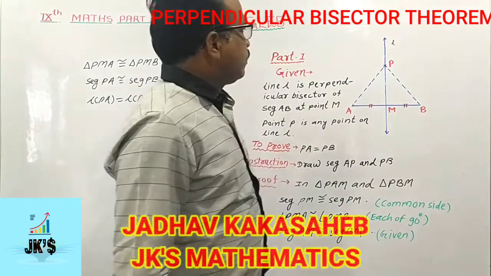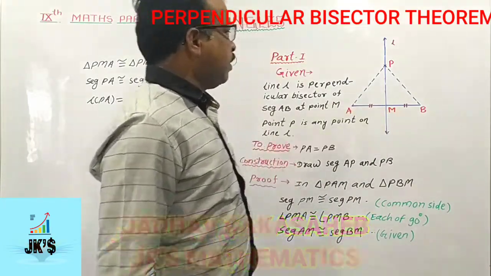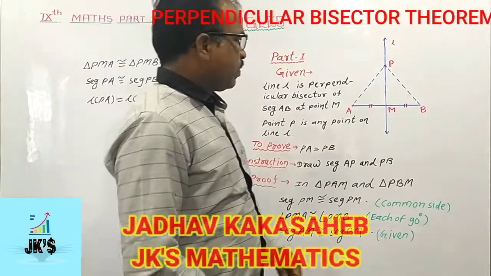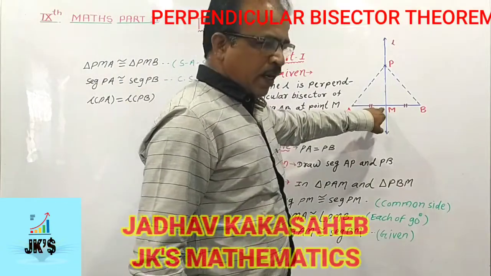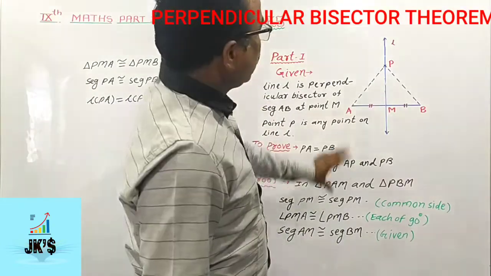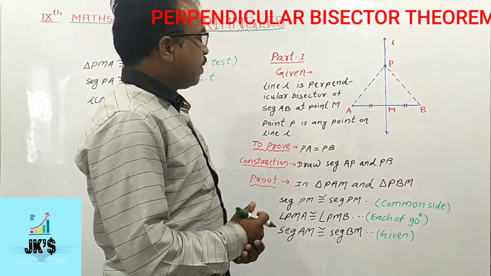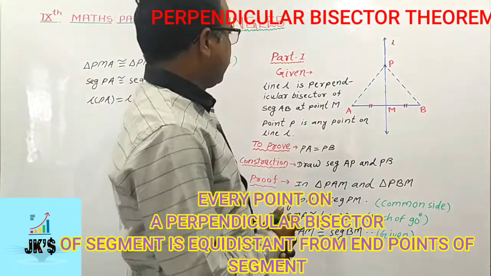In this figure, line L is a perpendicular bisector of segment AB because it passes through the midpoint M and perpendicular to the given segment. Hence, it is known as the perpendicular bisector theorem, bisector of the segment.